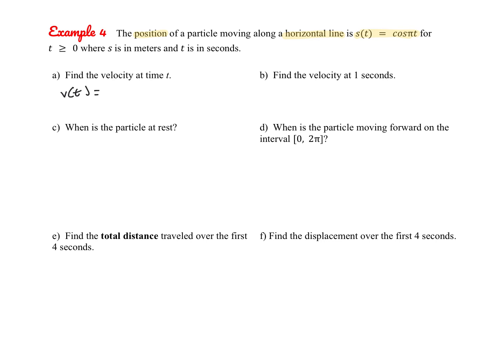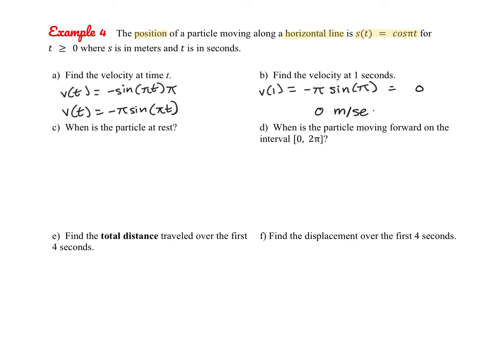The derivative of cosine is negative sine. And then the derivative of pi t is just pi. And so that means that our velocity function is negative pi sine of pi times t. And then we want to find the velocity at 1 second. So we're just going to substitute that into our velocity function. So negative pi times the sine of pi. And hopefully remember that the sine of pi is 0. So this will all equal 0. So it's 0 meters per second.